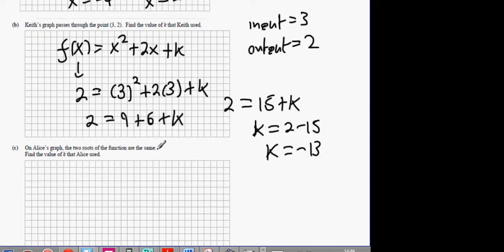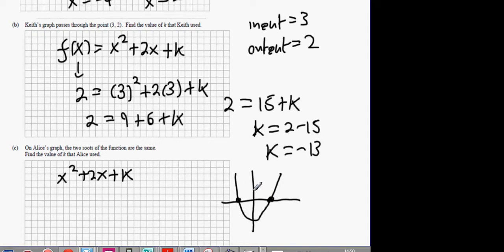Now guys, I want to show you what happens here, okay? Oh wait, we'll do one more. On Alice's graph, the 2 roots of the function are the same. Find the value that Alice used. Now guys, there's a trick here, okay? I'm going to show you a trick. All of these functions, the 2 roots means where it crosses the x-axis. So it's usually here and here.